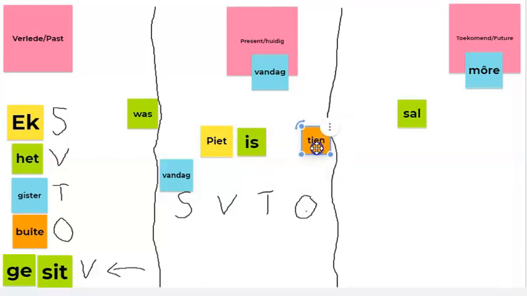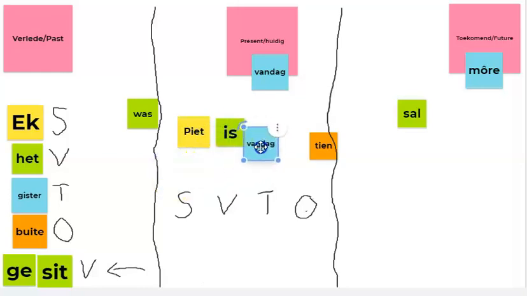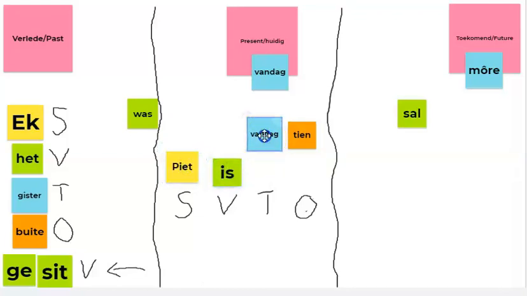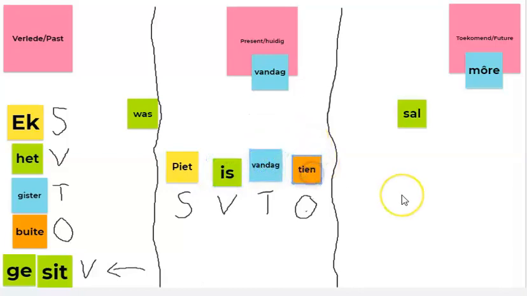All right. Now, if you remember, I also said that you can add vandag. Vandag loves to attach itself to the verb. So let's see if it's correct. Yes, that's my subject. Yes, that's my verb. Yes, that's my time traveling word. And yes, that's my object. Can you see how easy that is?